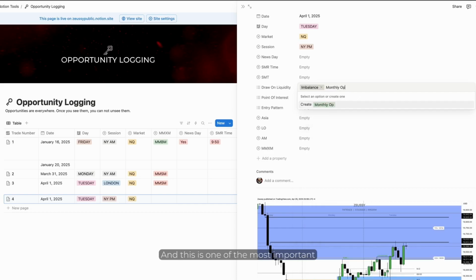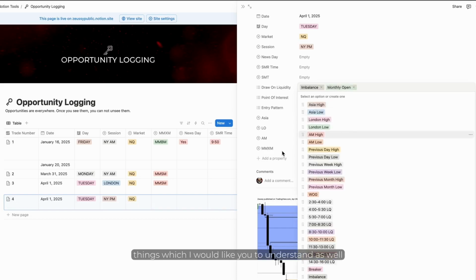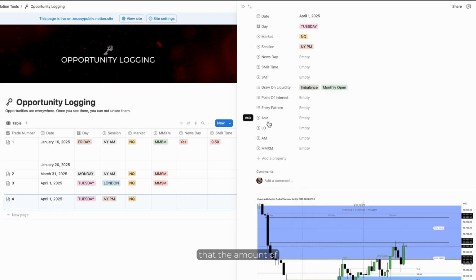And this is one of the most important things which I would like you to understand as well when you go about logging these charts: the amount of variables which you have at first within this database will increase as you proceed. And therefore, when I created this database at first, I simply put in the most simple variables. But as you go through the charts, please feel free to add more and more to them.